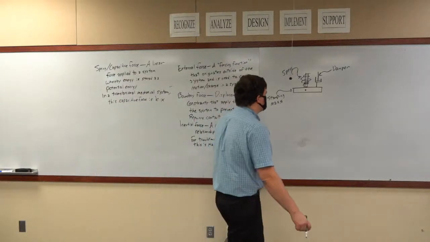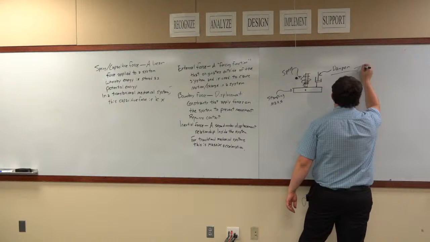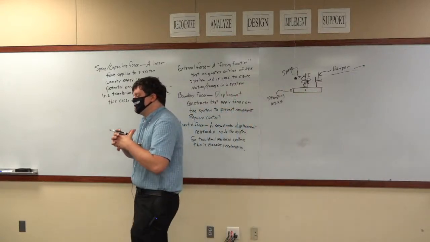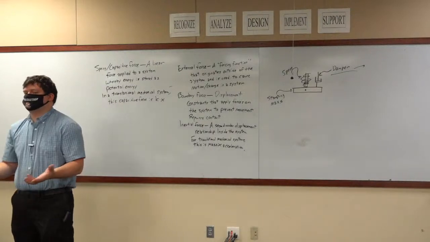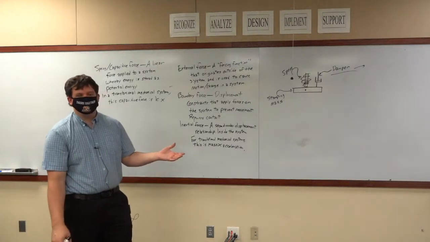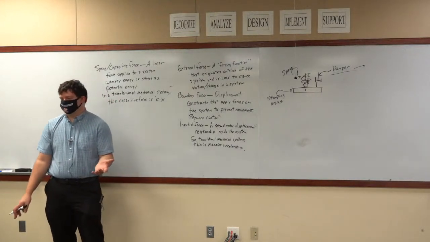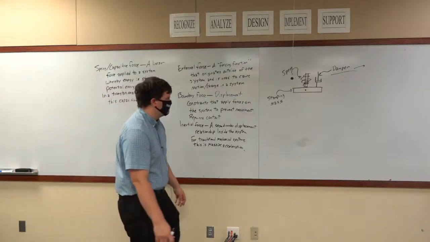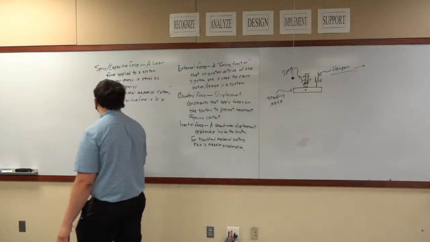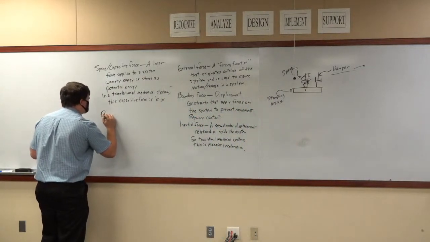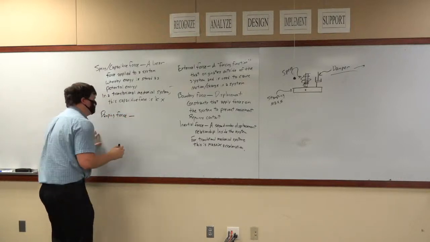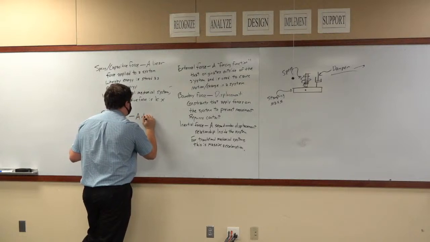What the damper does is, it represents the friction in the system. We can't have some kind of a stamping system that exists absent of friction. So if I were to go over here, the damping force, it's a derivative relationship.